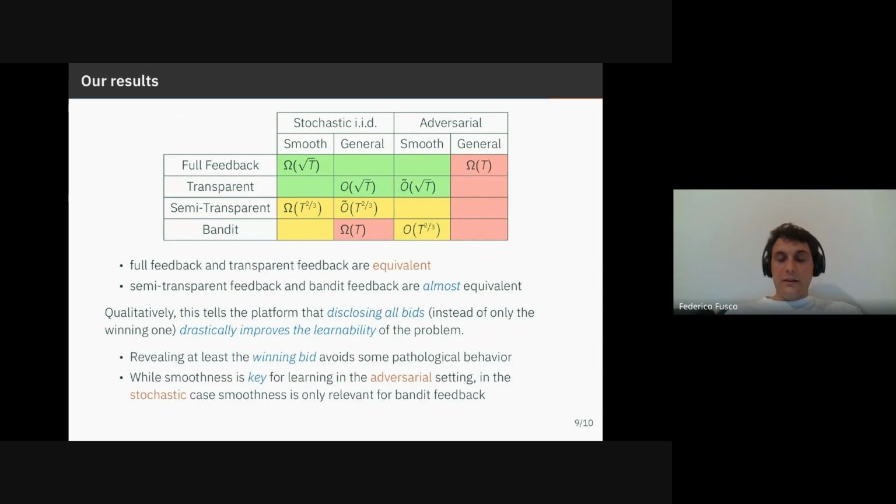And another interesting feature is that while smoothness is crucial to ensure learnability in the adversarial setting, it has a very mild influence in the stochastic setting, as it only improves the rate in the bandit feedback.